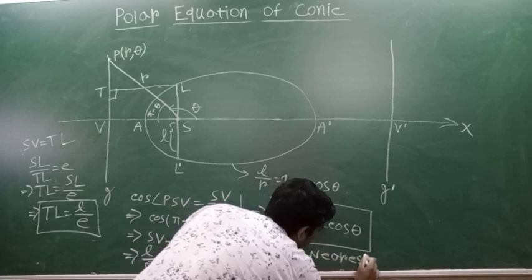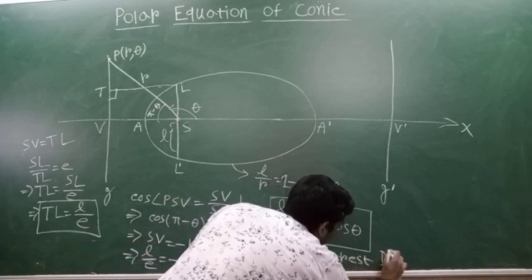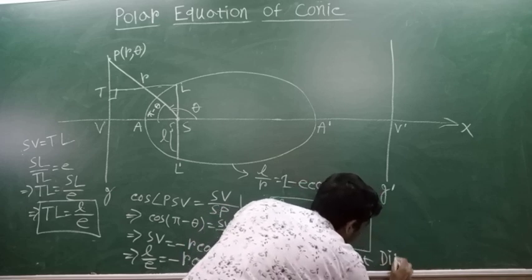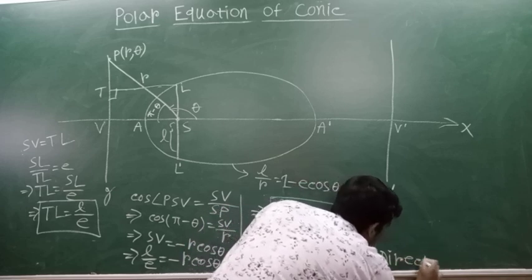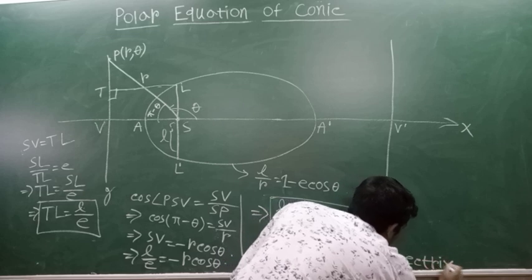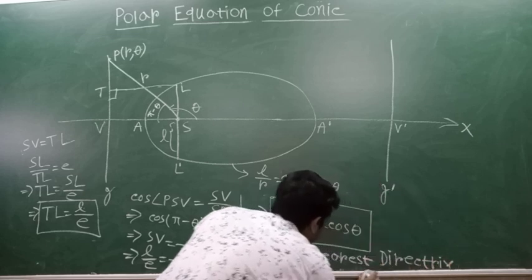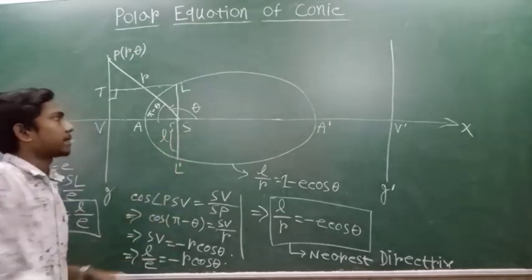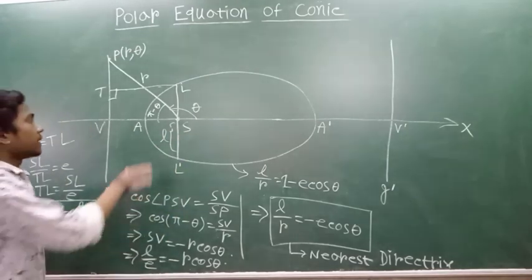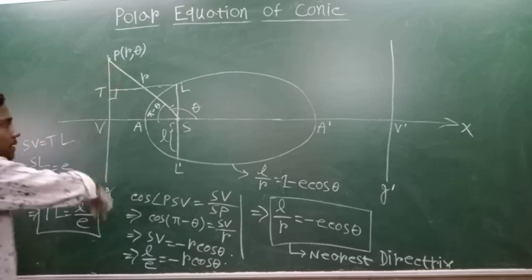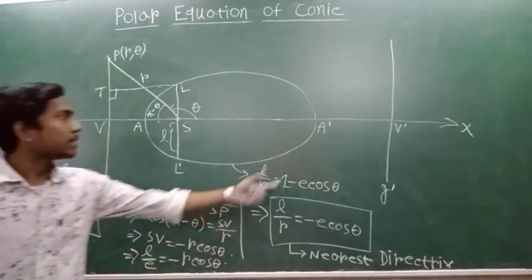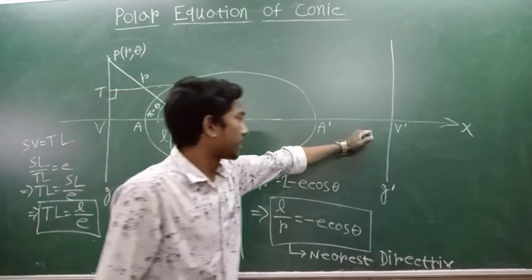Equation of nearest directrix. Okay. Nearest directrix means here we have considered the focus S as pole. So its nearest directrix is this one. So this is the equation of nearest directrix. Now we will derive the equation of the farthest directrix also.